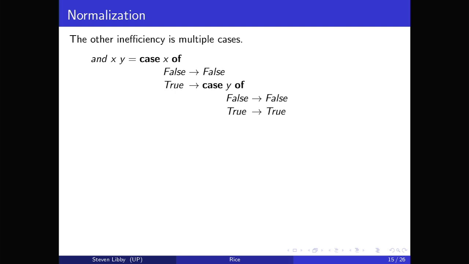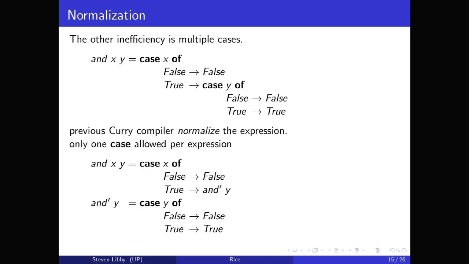The other issue, and I'm going to very briefly gloss over this, is a weird technical point. What happens if I have to backtrack to basically here? The problem is what happens if y is a non-deterministic computation that fails. So the way PAKCS and KiCS2 get around this is they normalize these expressions. That means there's only one case per expression. And so I never have this problem of having to backtrack to the middle of a function.